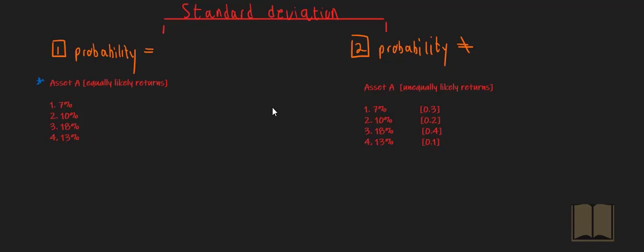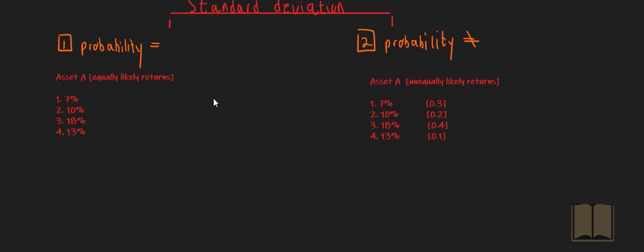So in this example, we've got asset A, and asset A can give you the following returns. It can give you 7%, 10%, 18%, or 13%. All of these returns are equally likely to occur. So we can now work out the expected return as follows.